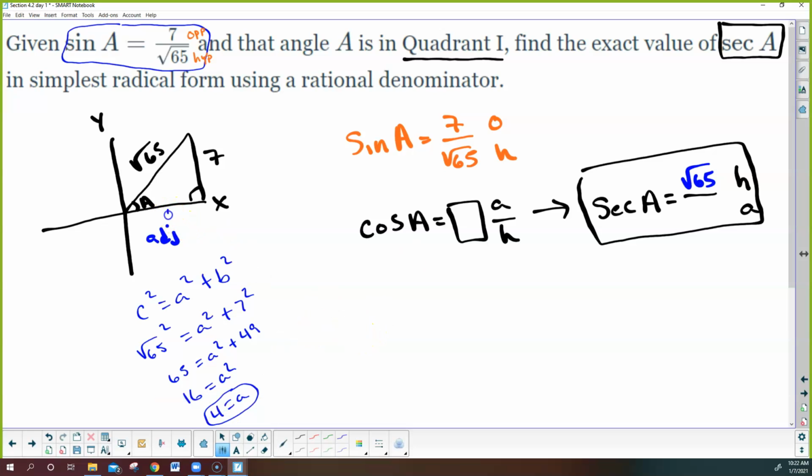All right, so the Pythagorean theorem allowed me to find the adjacent side, and then the answer we're looking for, the exact value of secant of A, is the ratio of hypotenuse over adjacent, and here is the overall answer. That's the exact value of secant of A. So very similar to what we did, except you use one function to find another.